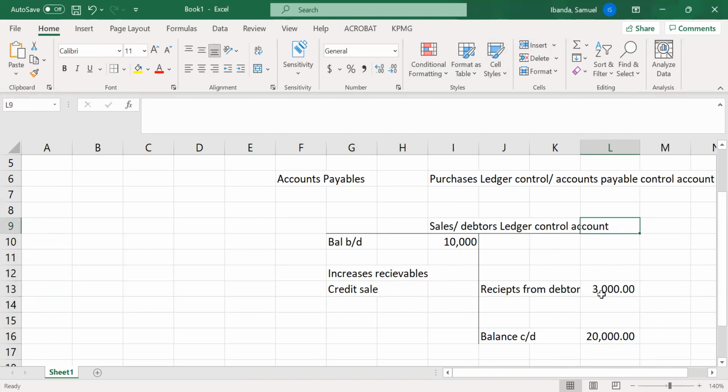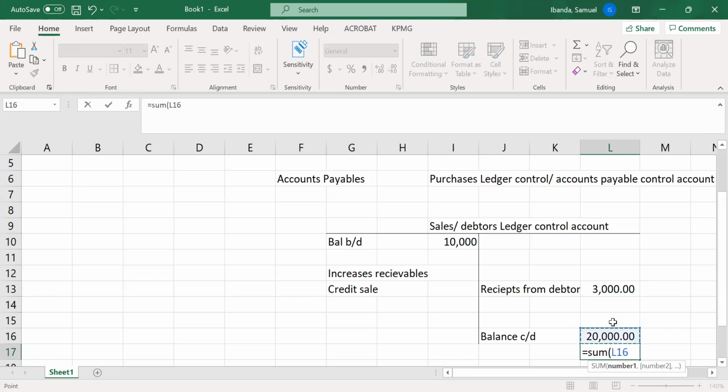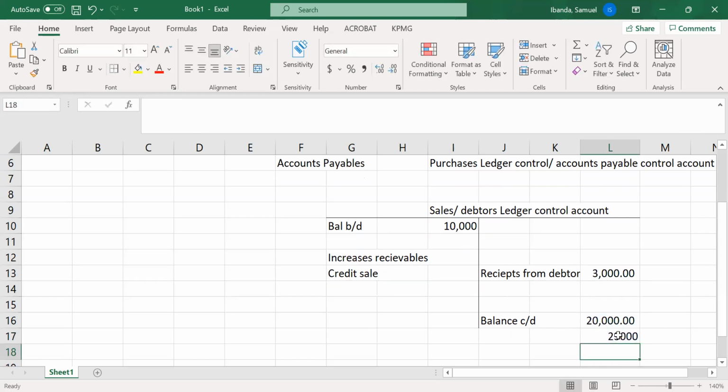So if they give us receipts from debtors, and we have the balance brought down and the balance carried down, what we usually do is get the total of each side. I'll add up what is on this side to get my total here. And just like any other ledger, I expect that my higher side, which has the 23,000, should definitely match with this other side.